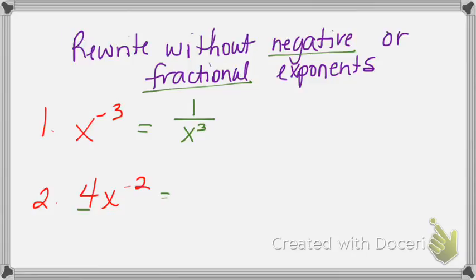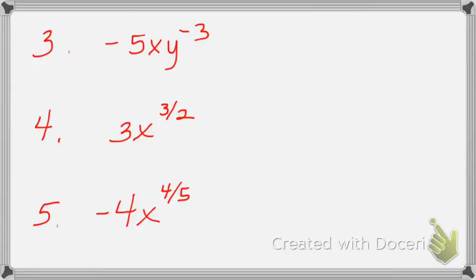On the next one, since I have a 4 on the top, the 4 will stay on the top, and then I just bring my x squared to the bottom and change it. It's not negative anymore when it goes to the bottom. Alright, number 3. The part that has the negative, that goes to the bottom. Everything else stays. This negative that's outside, that doesn't change anything. It just means that the answer is negative, so it's negative 5x and then over y to the third.